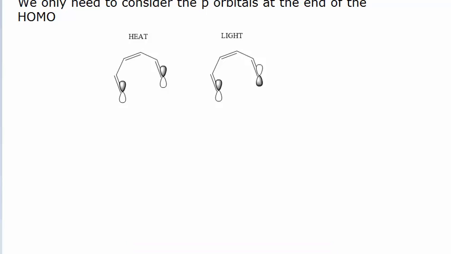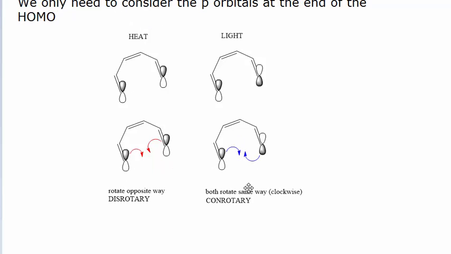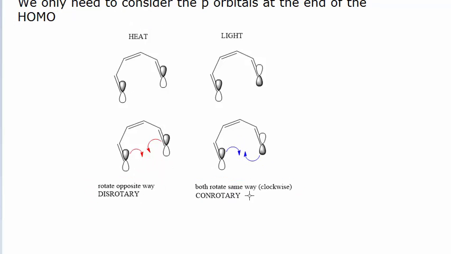When we do the ring closing like this, you'll notice that the way these orbitals need to rotate to align is going to be different. In this case, this is going to move clockwise, and this is going to move counterclockwise, whereas in this case, this will be moving clockwise and this will be moving clockwise. The way we describe this is that when they're rotating in opposite directions, it's a disrotary motion, and if they're rotating in the same direction, both clockwise or both counterclockwise, we call that conrotary.